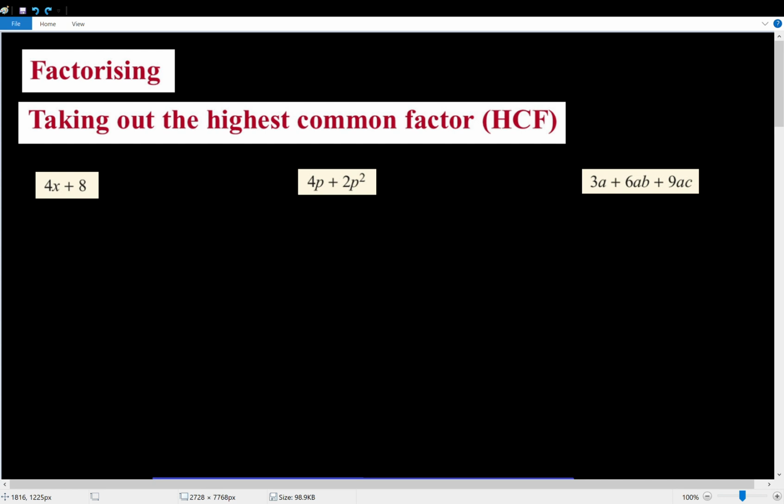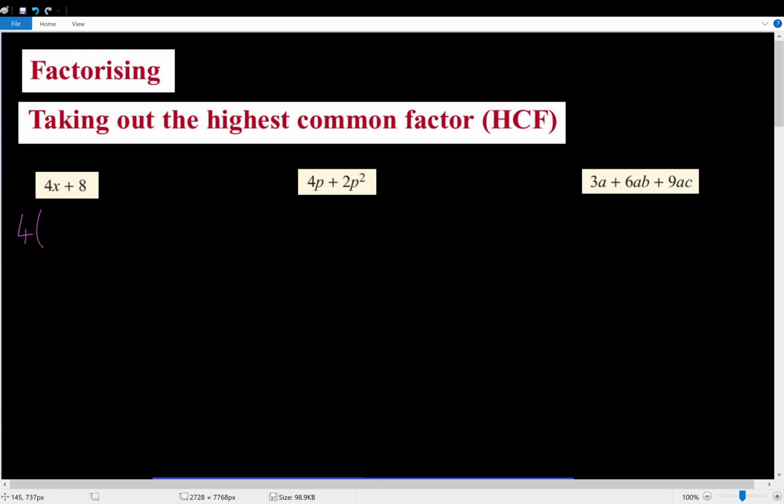So let's start with the first example here on the left and we'll work through this. So we've got 4x plus 8. Now, the highest common factor between the numbers in this is going to be 4. 4 is the largest number that will divide into 4 and 8. So we can start by writing that down. And then we look to the letters. Maybe there's a letter in our first term but not in our second. So our highest common factor isn't going to include a letter. So we can just start putting our brackets together now.